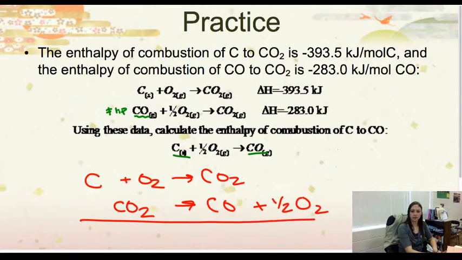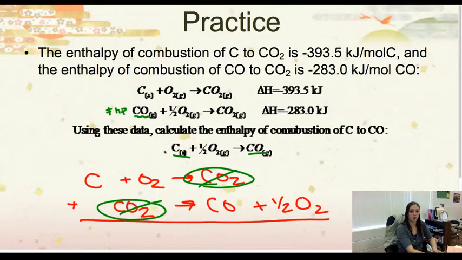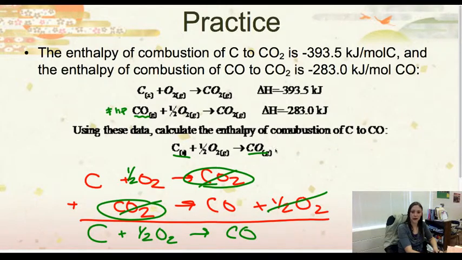Okay. Now when we look at these and try and add them together, look at what cancels. I see here I've got a CO2 on the right, I've got a CO2 on the left, so those are going to cancel. And notice how there's no CO2 in my overall that I want, so that's good. Now I've got half an O2 here and one O2 there, so that cancels and I'm left with a half. And my overall then is C plus 1/2 O2 yields CO. And that's exactly the reaction I was looking for.